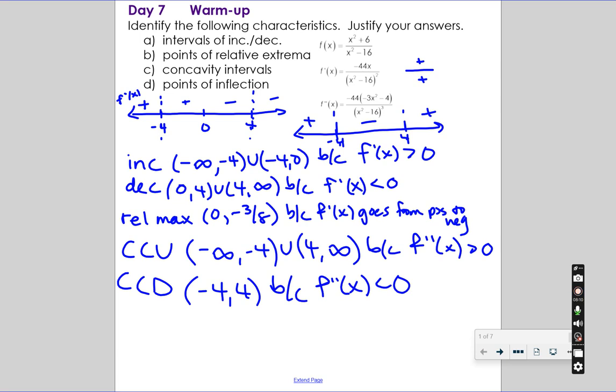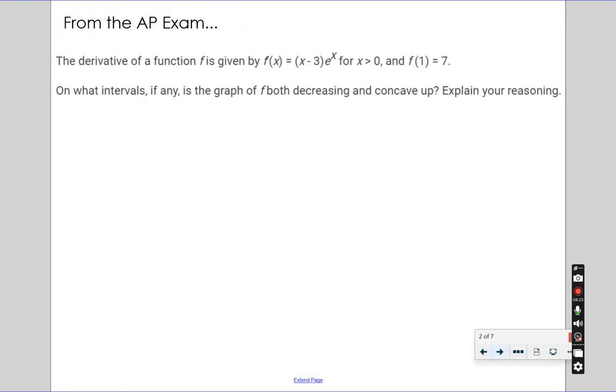So please, I urge you, don't just start following the process and then being like, oh yeah, we got points of inflection, we got relative maximum, whatever. If there's vertical asymptotes, we can't have points there, okay? All right, we got one other warm-up question, and this is actually related to your homework for tonight.